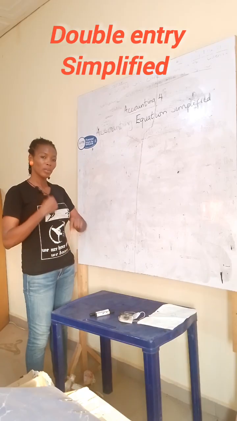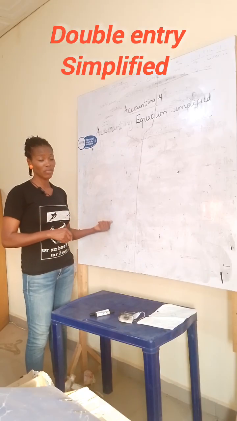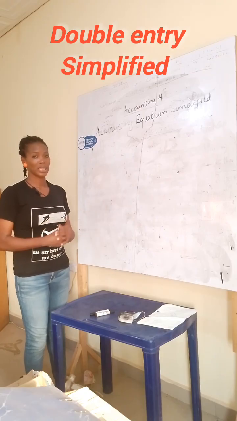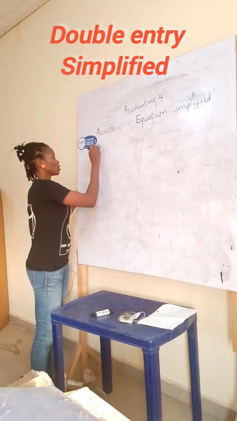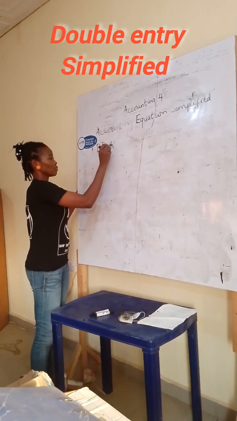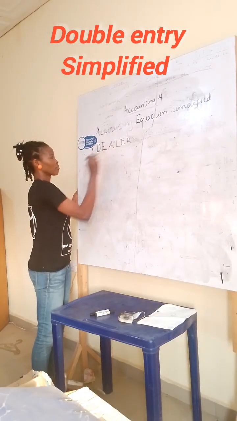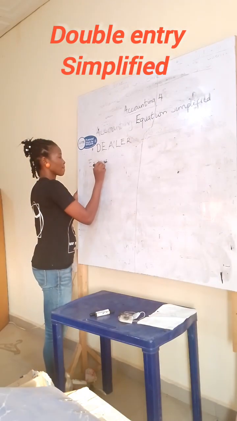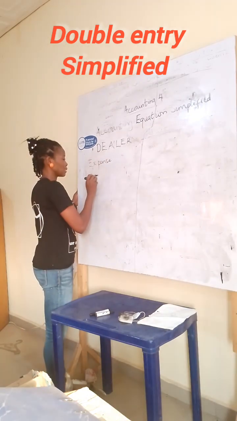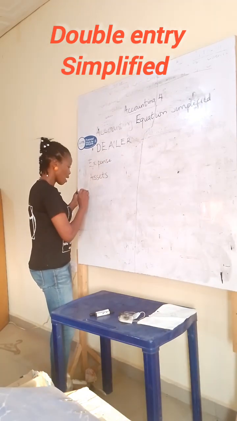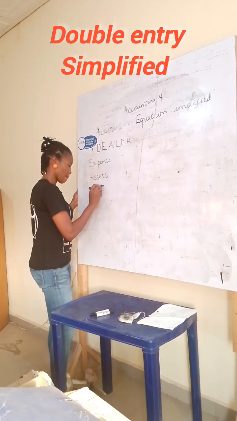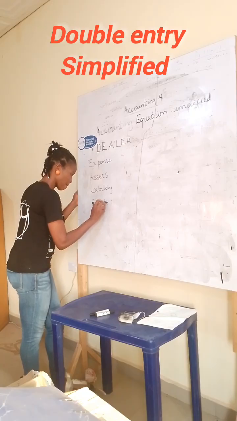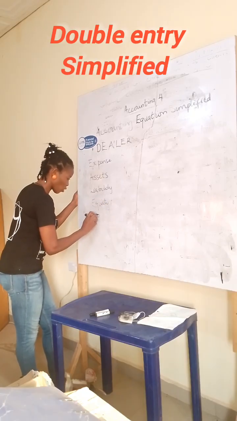But I'm going to talk about it again today for those that are just joining me for the very first time. And we're going to be using a very simple abbreviation so that you can remember it easily. So this is how you spell the word DEALER. Now, E is for expenses, A is for assets, L is for liability, E is for equity, and R is for your reserve.